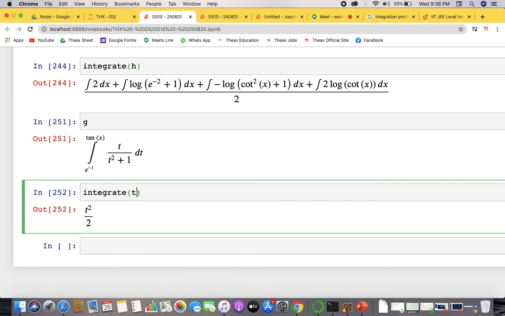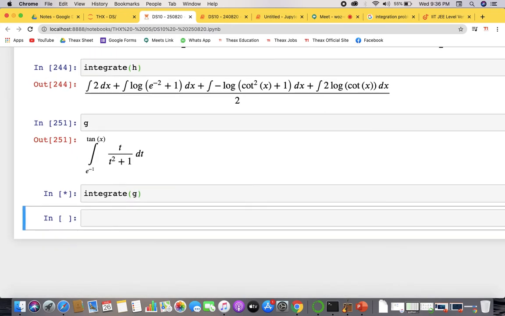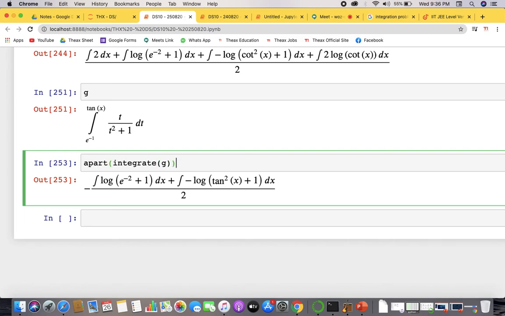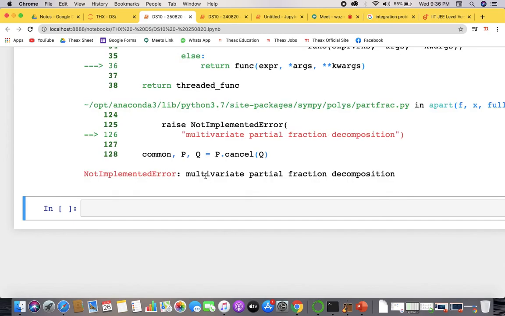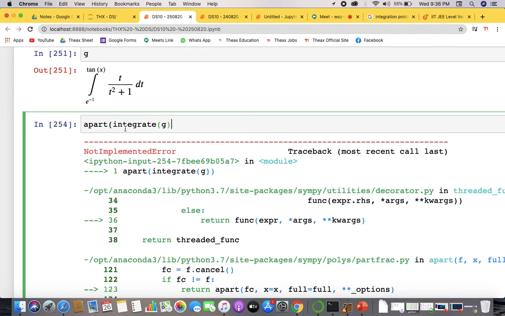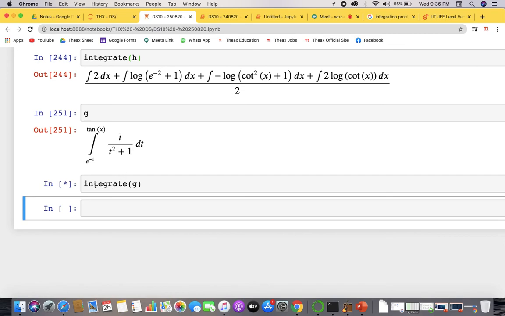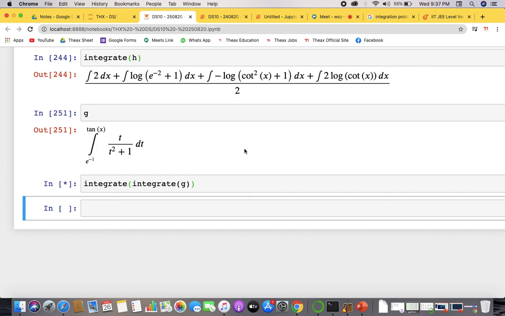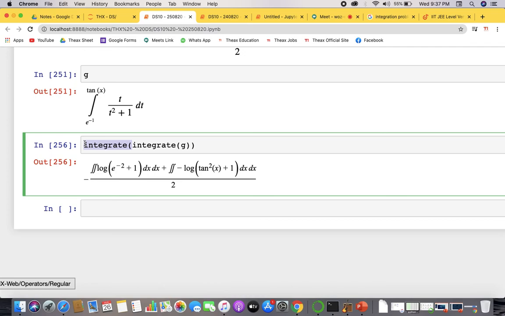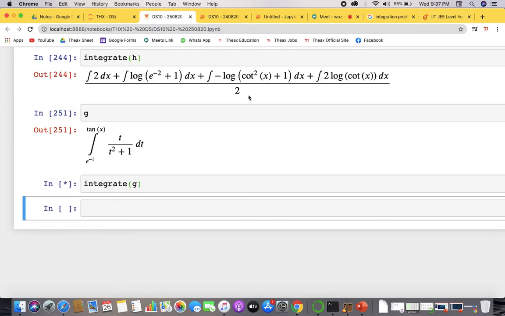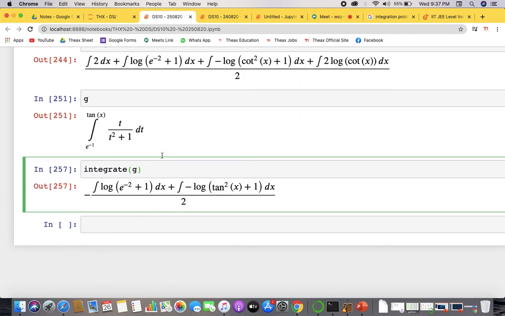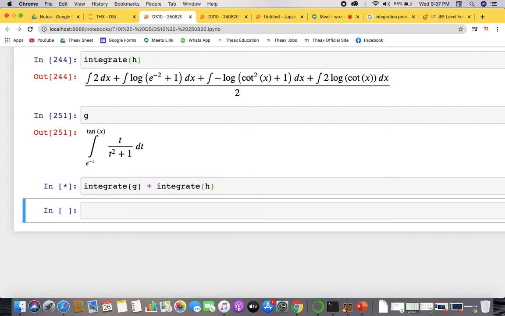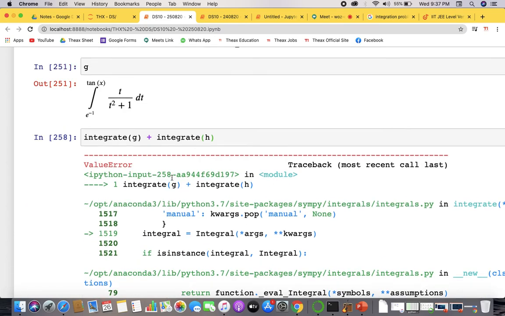Integration of g is logarithmic value of this part, multivariate partial fraction decompositions. Double integration. Okay, I didn't get this question. What is it asking there? So this would be the answer. What we are getting up here, like integrate of g and integrate of this h.